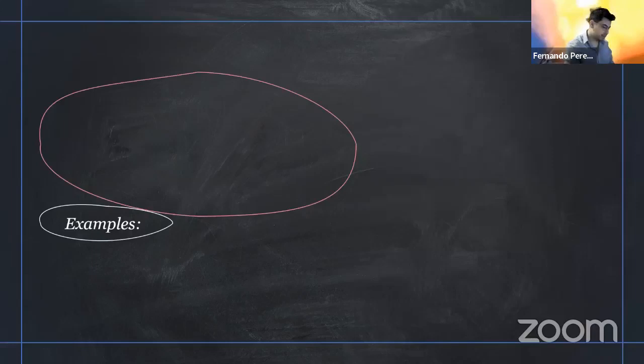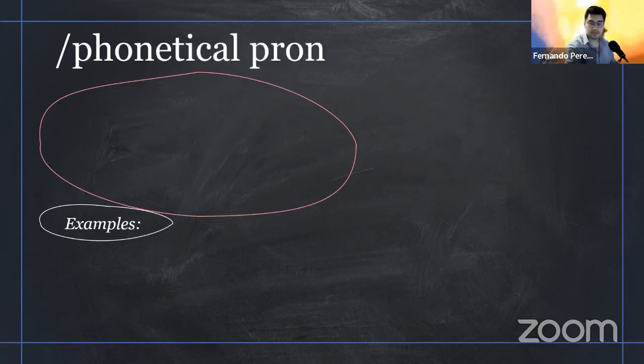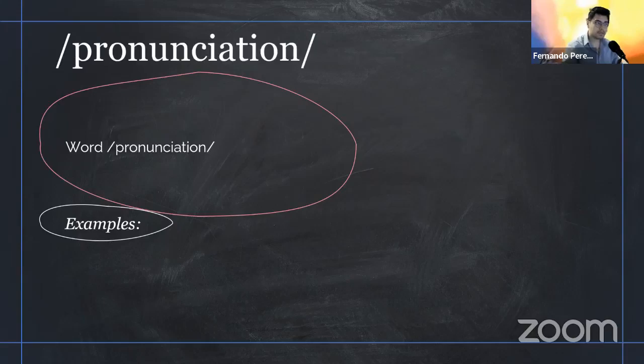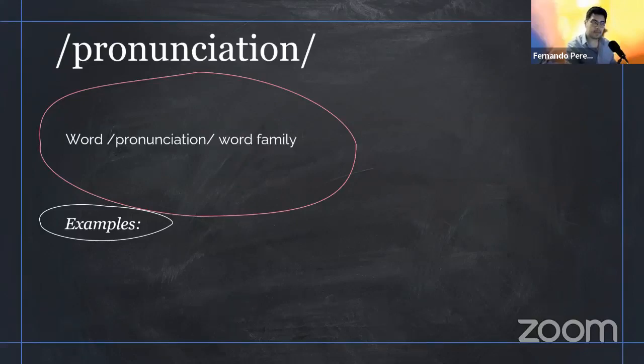In this section, you will see the phonetical pronunciation. Then, in this section, you will see the word, the pronunciation, then we have word family. Then we have the definition, and then we have example one and possible example two.